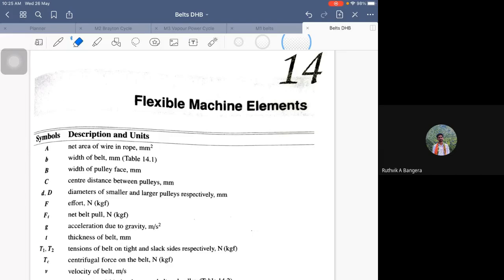Yes, sir. So all of you just open this 14th chapter in your data handbook, which guides us about the flexible machine elements, which are commonly known as belts. Okay.